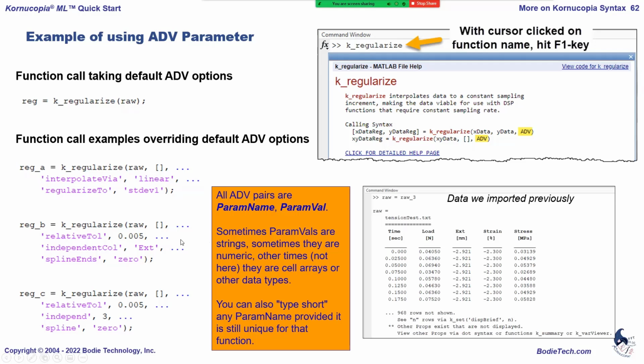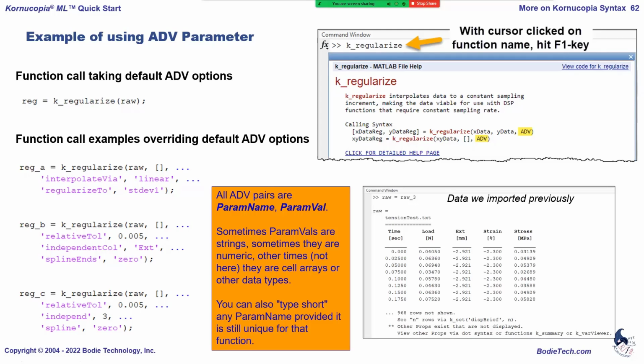Sometimes the parameters that go along with the param names, so the param names are always strings. The param values could be numbers, sometimes they're strings, they might even be cell arrays or other data types. It depends on the particular advanced option and the particular function.